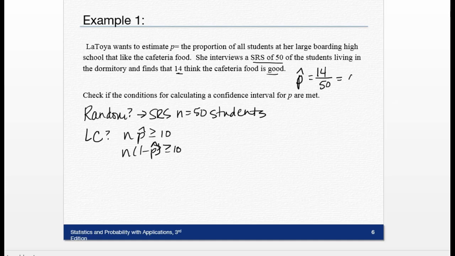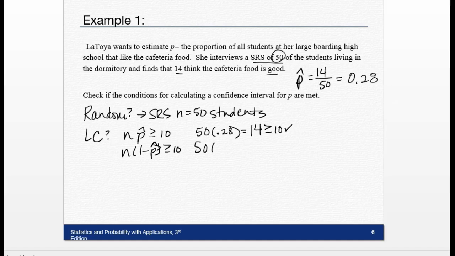And again, it comes out to 0.28. So that's my p hat value. My sample was 50, so I'm going to do 50 times 0.28, and I get 14, just like I thought. And that's greater than or equal to 10, so that passed.